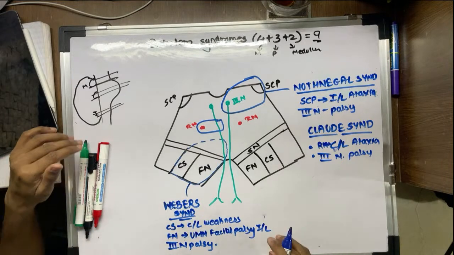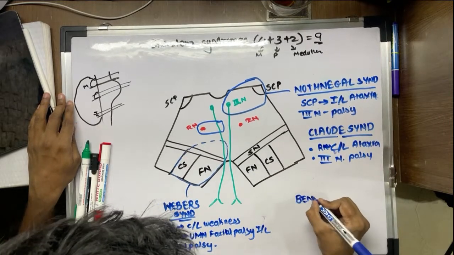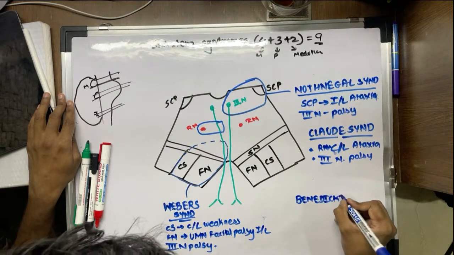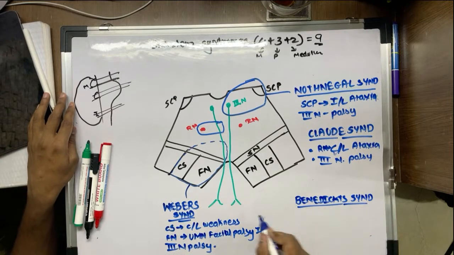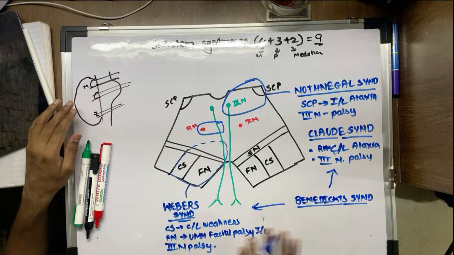Now, we said 4 syndromes. So basically, there is this fourth syndrome which is called Benedict's syndrome. Alright. Now, Benedict's syndrome is basically a combination of this and this. It's Weber's plus Claude.